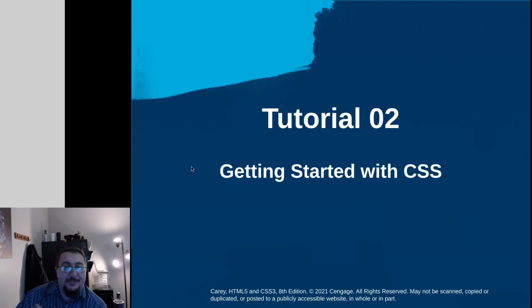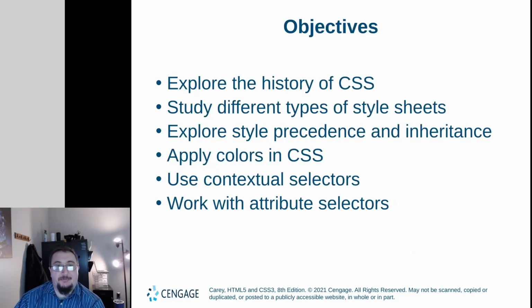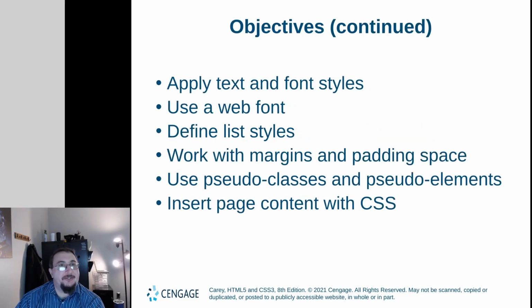Week 2, getting started with CSS. This week's objectives: exploring the history of CSS, studying different style sheet types, exploring style precedence and inheritance, how to apply colors in CSS, contextual selectors, attribute selectors, applying text and font styles, using web fonts, defining list styles, working with margins and padding space, using pseudo classes and pseudo elements, inserting page content with CSS.